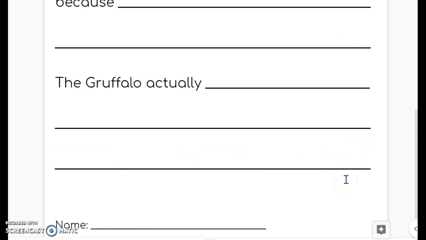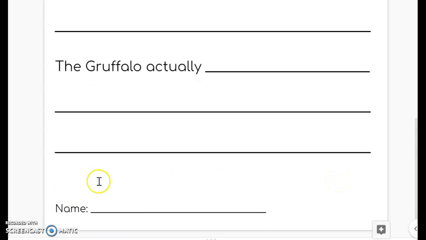Don't forget the periods at the ends of your thoughts to make sentences, and also your name at the bottom.